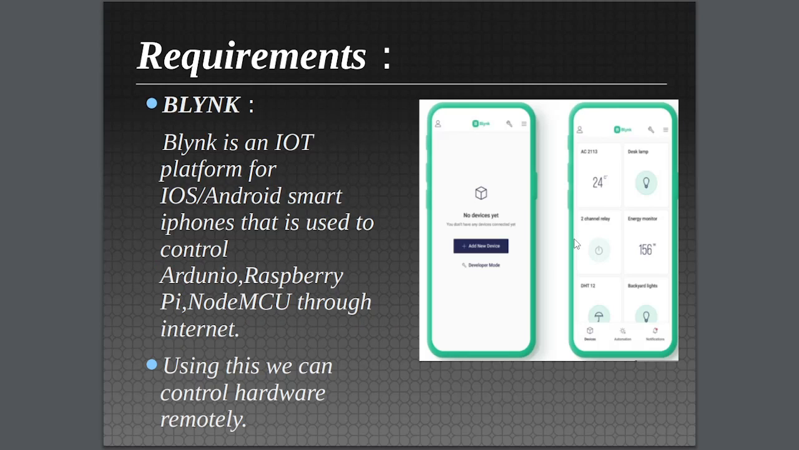Next, the Blynk app. Blynk is an IoT platform for iOS or Android smartphones that is used to control Arduino, Raspberry Pi, and NodeMCU through the internet. We all know about the Blynk IoT app. It is used in iOS or Android apps to control Arduino, Raspberry Pi and NodeMCU through the internet, as mentioned below. Using this we can control hardware remotely. That is, we can control the hardware from our mobile, but not the software.